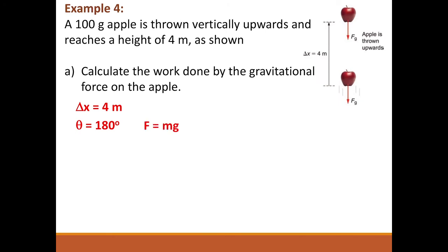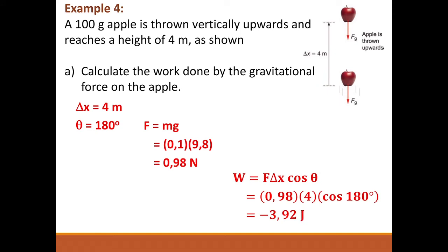Gravity is going to be F equals mg. It's how we work out gravity. So the force the apple is experiencing is 0.98 newtons. Straightforward substitution. We get a negative value because as the apple is moving up, my apple is losing kinetic energy. It's getting slower and slower and slower. So negative work is happening. Work is being transferred to the surroundings.